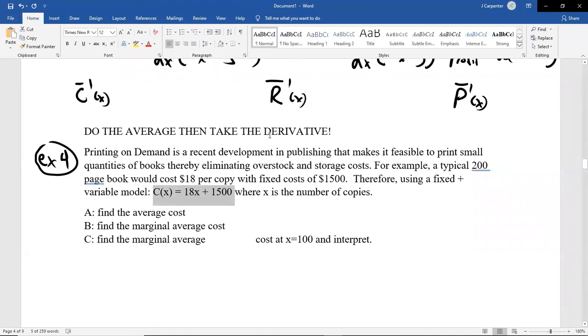If we have a nonlinear model, I give you the function. And I still give you the linear model most of the time, but I do reserve the right to not give you that cost function. So part A, find the average cost.